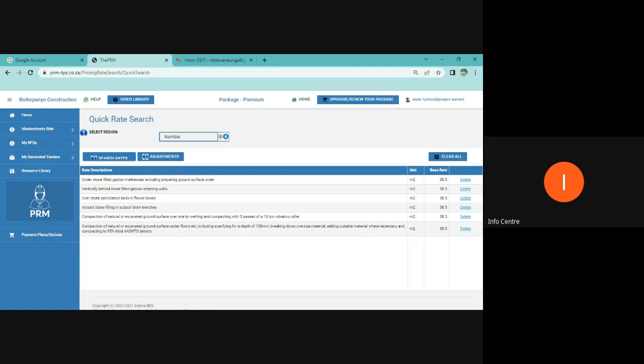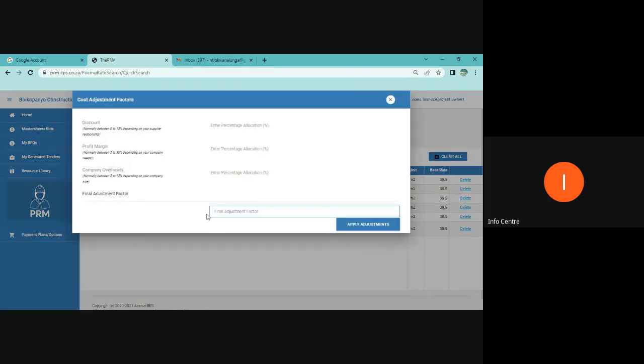You add that yourself. So how do you do that? You go to adjustments. Over here, you can add a discount if you want. In my case, I'll add 0. Then here, profit margins, anything between 15 to 30, I'll say 15. Company overheads. Company overheads are obviously your running costs as a company, not your site office overheads, because that is paid for under P's and G's.